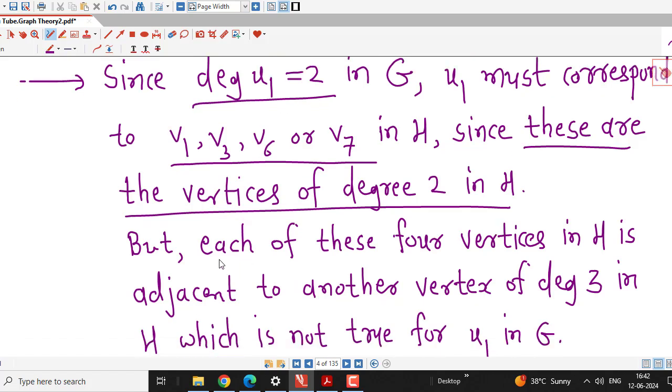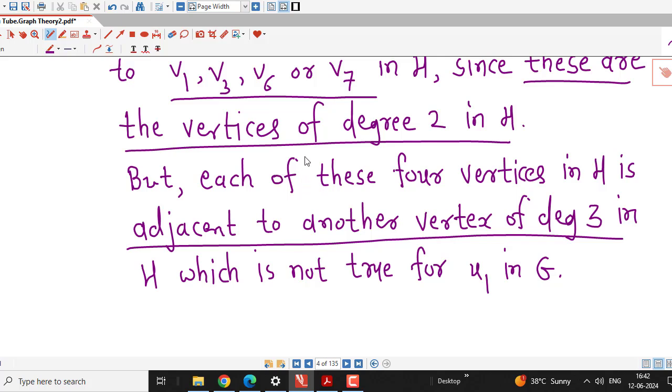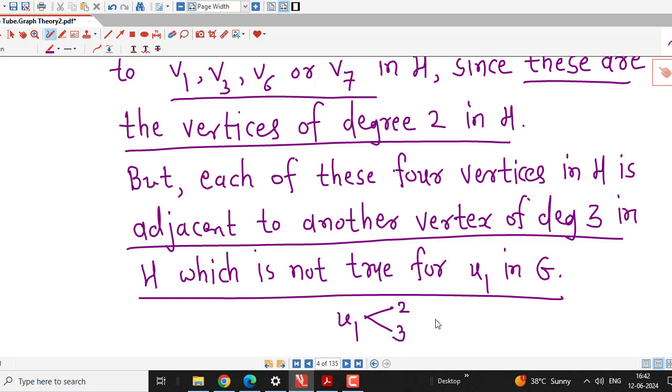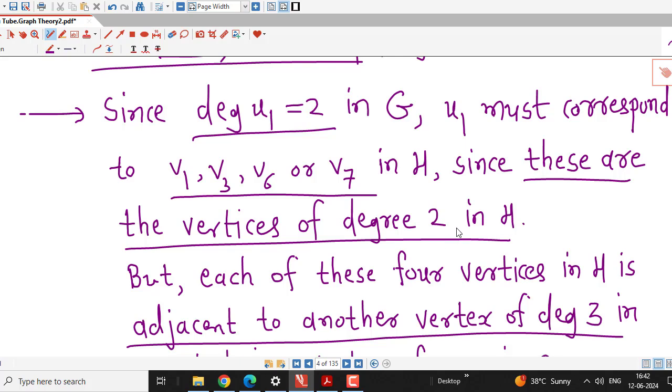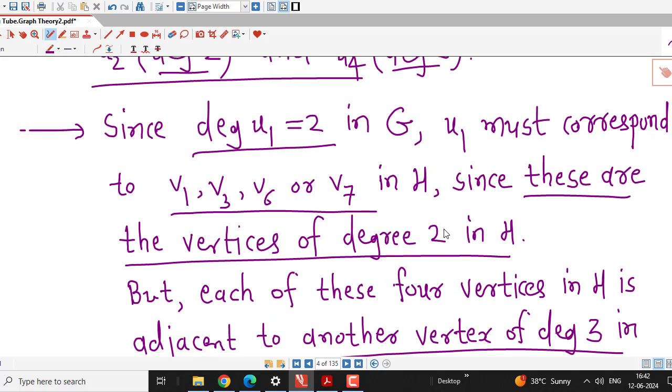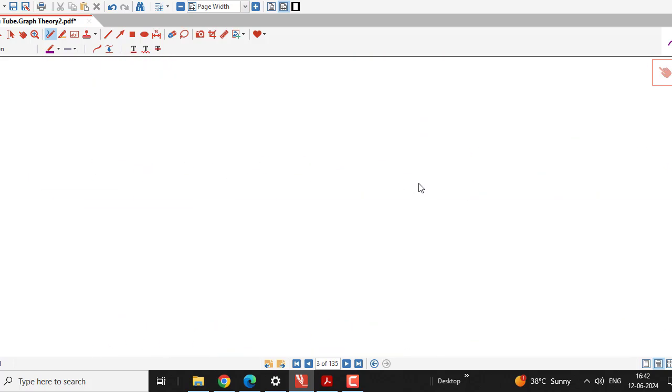But as we have seen, each of these four vertices in H is adjacent to vertices of degree 3 in H. They are not adjacent to any vertex of degree 2 in H, which is not true for u1 in G, because u1 is adjacent to vertices of degree 2 and 3 in G. Therefore, we can say that G and H are not isomorphic.